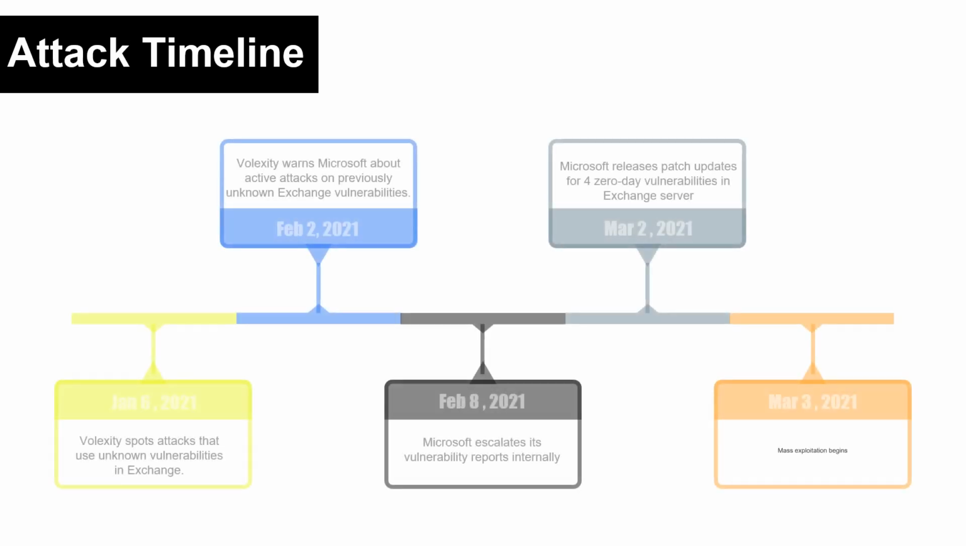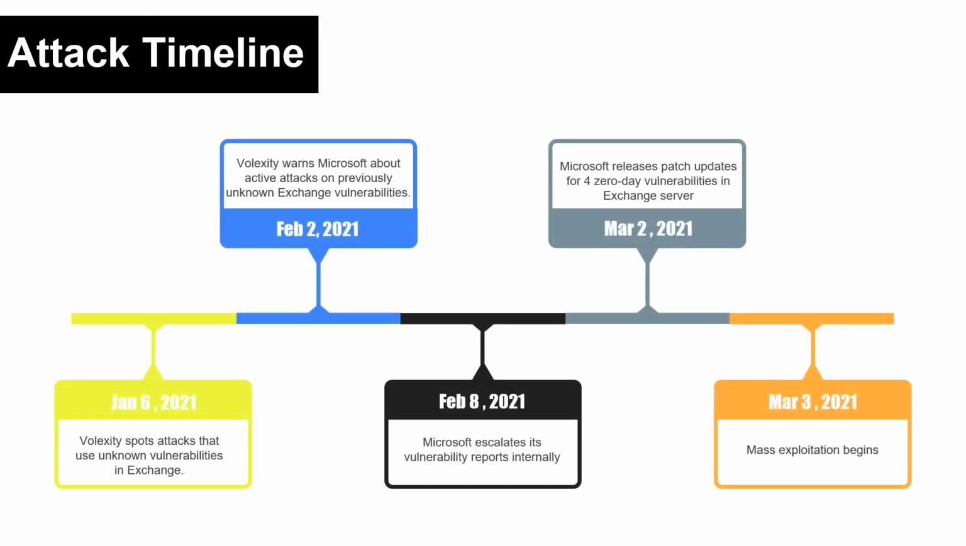Let us look at the attack timeline to see how it progressed. The initial artifacts of the attack were observed by Volexity, a cybersecurity solutions provider, on January 6, 2021. On February 2nd, they warned Microsoft of active attacks exploiting previously unknown vulnerabilities in the Exchange server. Soon afterwards, Microsoft escalated its reports internally. And finally, on March 2nd, security patches were released for 4 zero-day vulnerabilities. This was followed by mass exploitation of unpatched Exchange servers all across the globe.